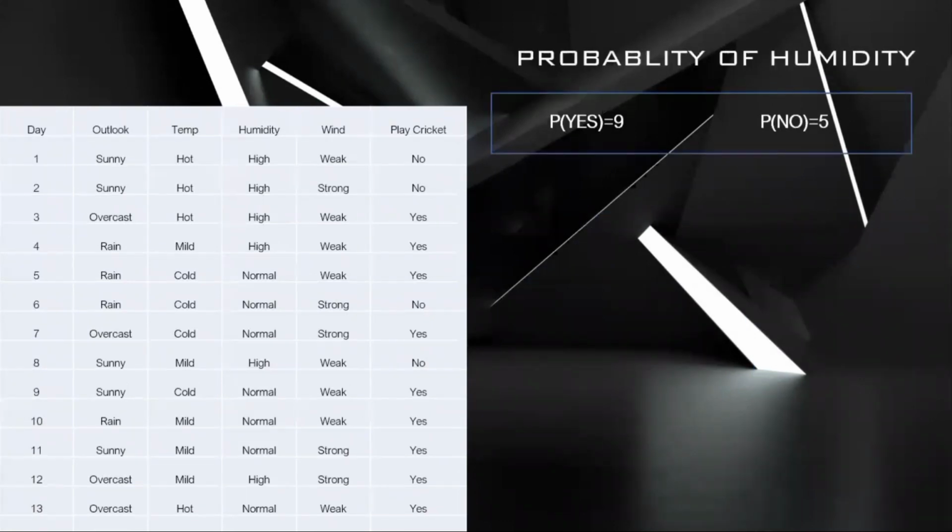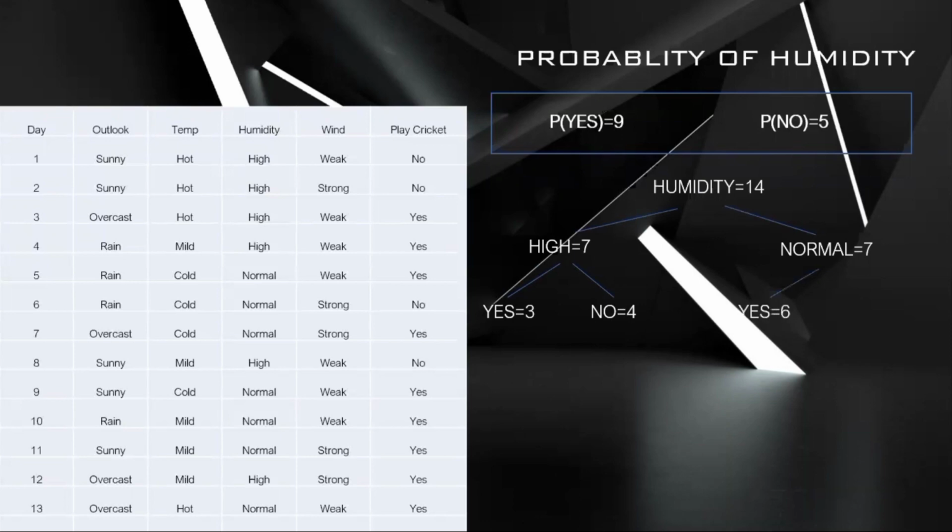With the same formula, just to remember, for the probability of humidity, there are 7 days with high humidity and 7 days with normal humidity. In these 7 days of high humidity, on 3 days I can play cricket and on 4 days I cannot play cricket. And speaking about normal humidity, friends, on 6 days I can play cricket with normal humidity, and on 1 day I cannot play cricket with normal humidity.